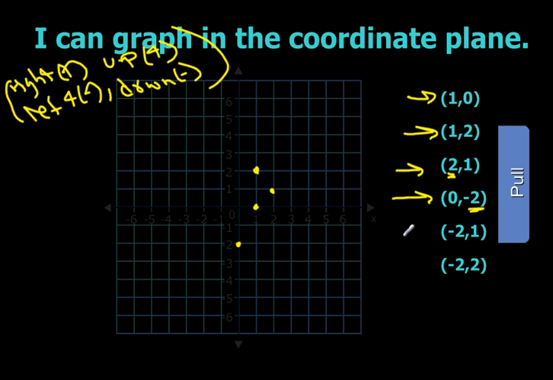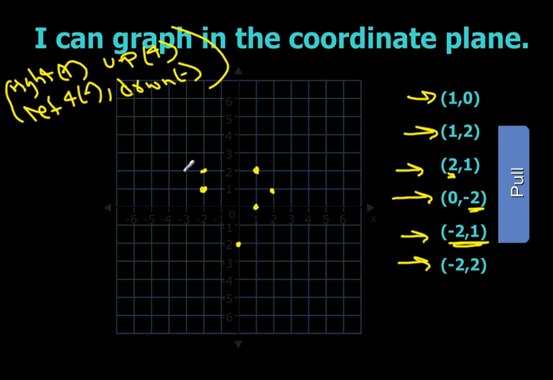All right. Then I have (-2, 1). That tells me start from my origin. The first number is negative. That tells me move to your left 2. And then a positive 1 tells me to go up 1. And then I have (-2, 2). If I start from my origin, my negative 2 tells me go left 2, and then go up 2, because the second number is positive.